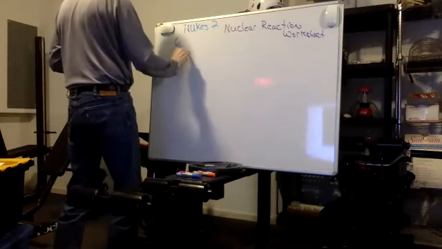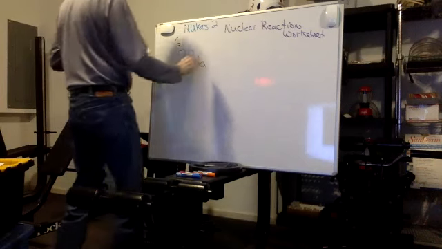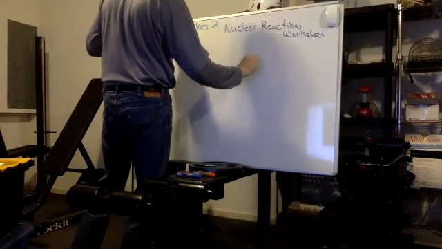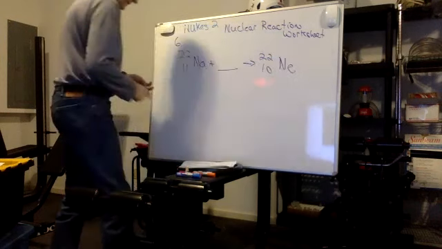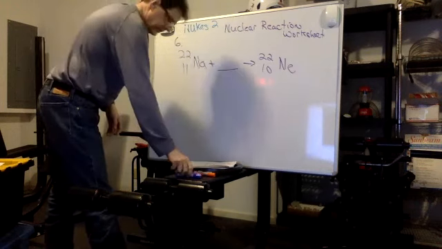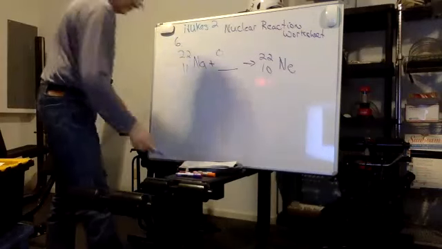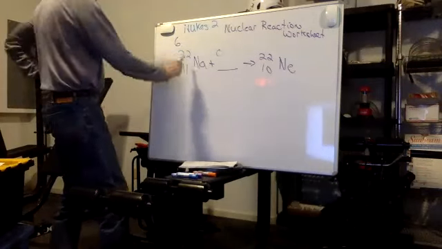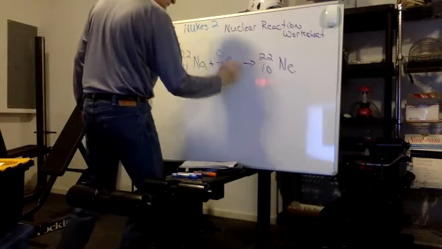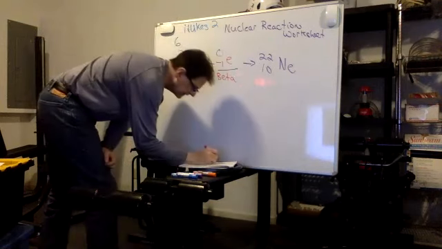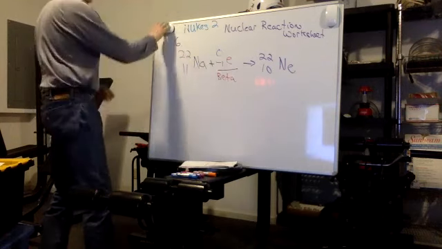Number 6. Got 22 sodium plus blank goes to 22 neon. All right, let's see here. Mass looks easy. 22, 22. Mass has to be 0. We've got to go from 11 down to a 10, so we need to take a step down. That's going to be a beta particle sliding in there. Oh, so nice. Number 6.